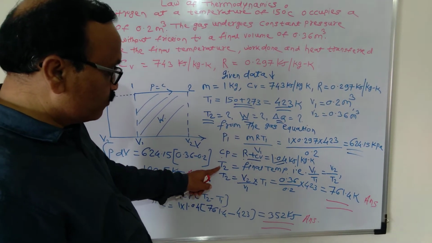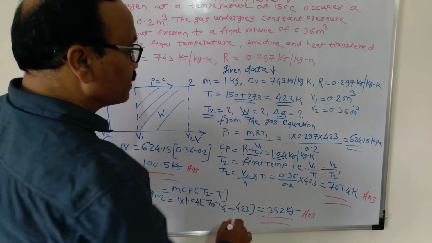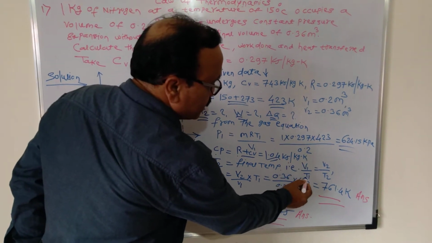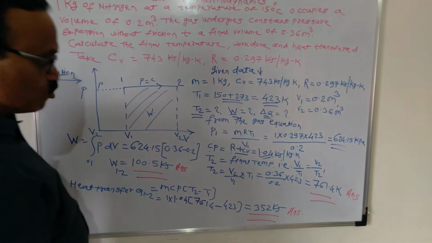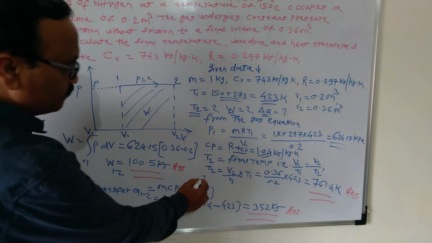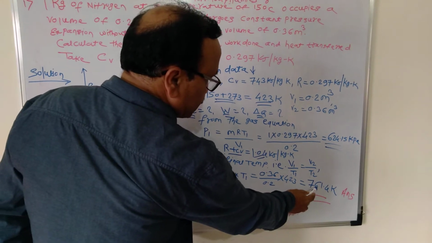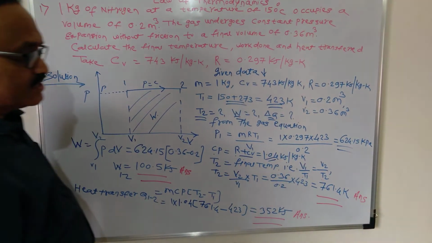Now we are interested in finding T2, the temperature at the final stage. For that, let us use this equation: V1 by T1 is equal to V2 divided by T2. By using this equation, we get the final temperature, and that comes to 761.4 Kelvin. That is our first answer.